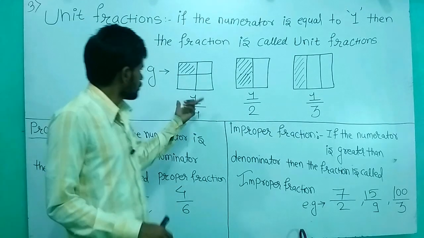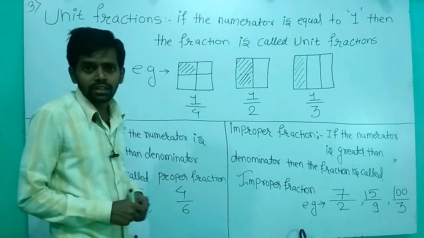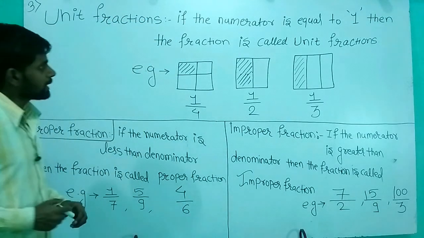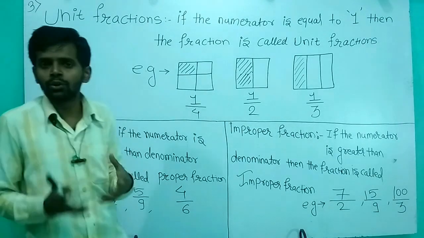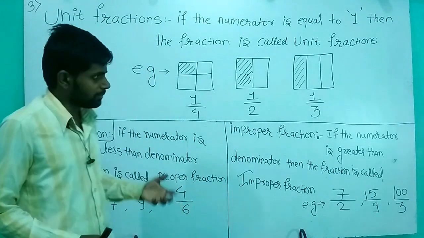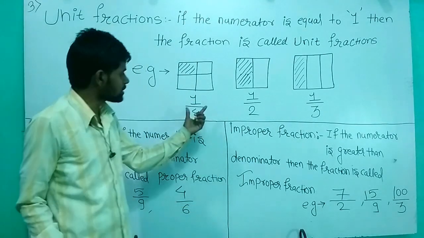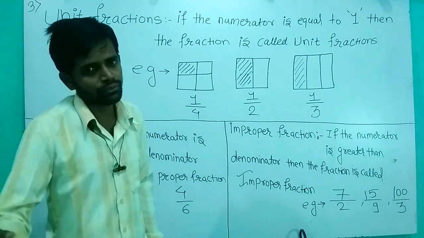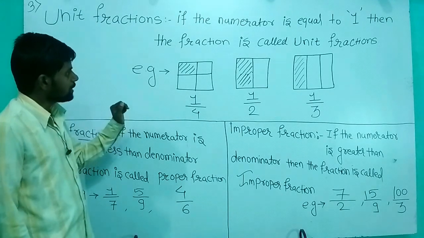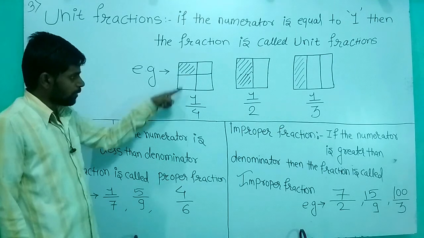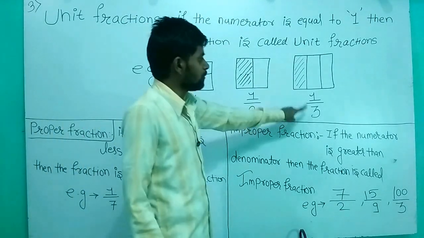Okay. So what is the definition of unit fraction? If the numerator is equal to 1, then the fraction is called the unit fraction. एक फ्रैक्शन ऐसा फ्रैक्शन जिसका न्यूमरेटर 1 होना चाहिए. That means 1 is the numerator, whatever the denominator is, it is called a unit fraction. ठीक है, unit fraction. Okay, so now here as you can see, it is a diagram of 1 upon 4, that is 1 by 4, 1 by 2 and 1 by 3.